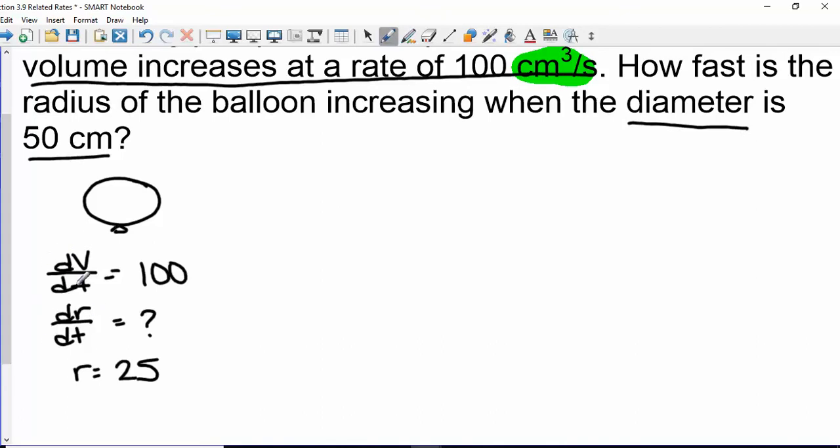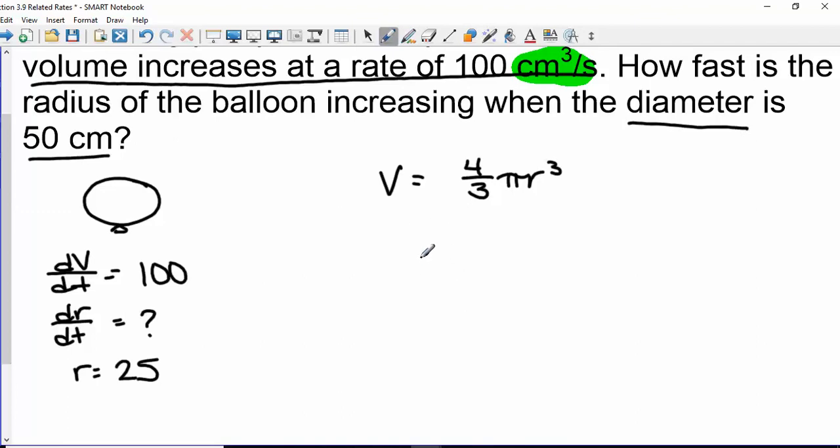We are talking about volume, so I need the volume of a sphere. Does anybody know the volume of a sphere? 4/3 pi r cubed. I would give you that one. I wouldn't make you memorize that. And I did include a blank slide after this, I think, if you needed a little more space.